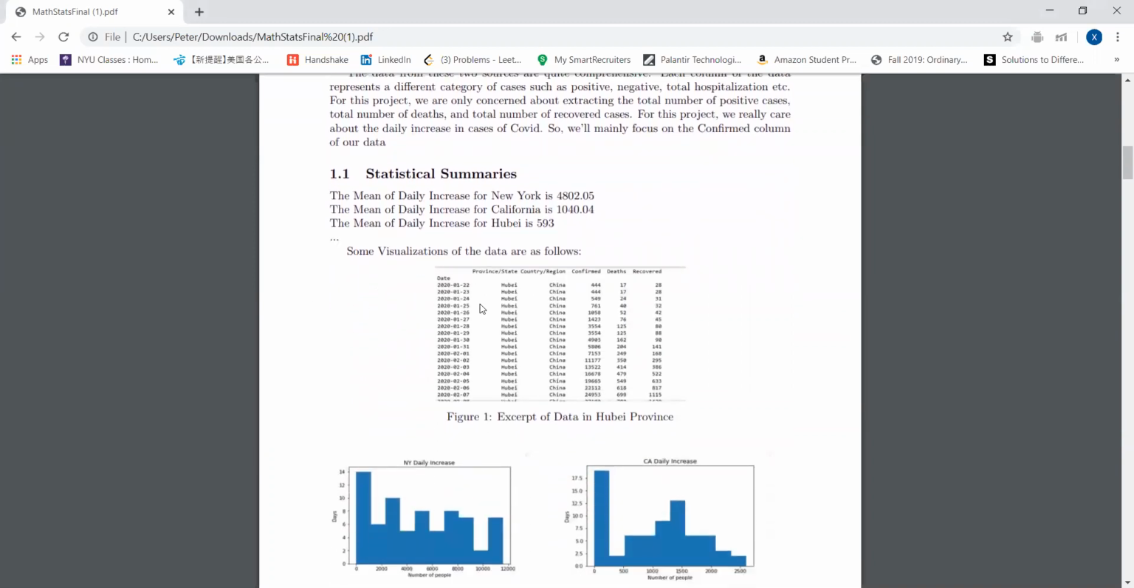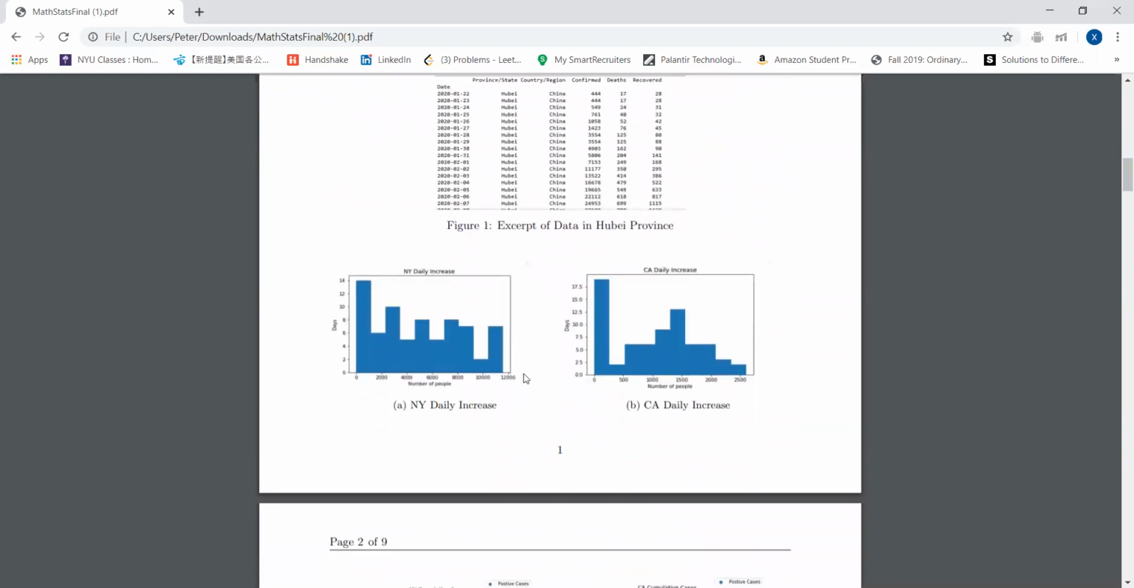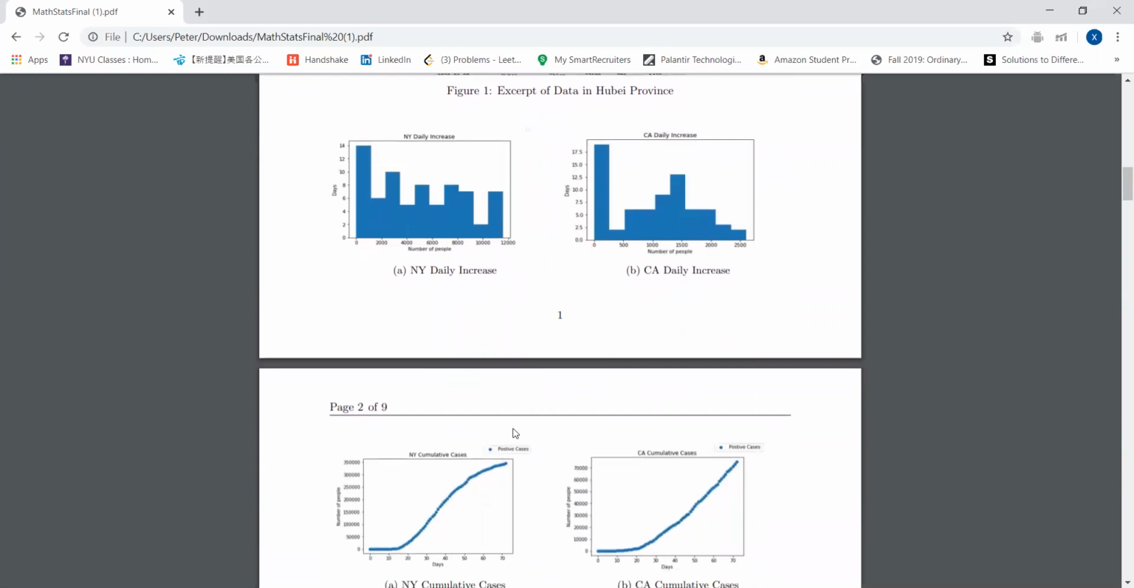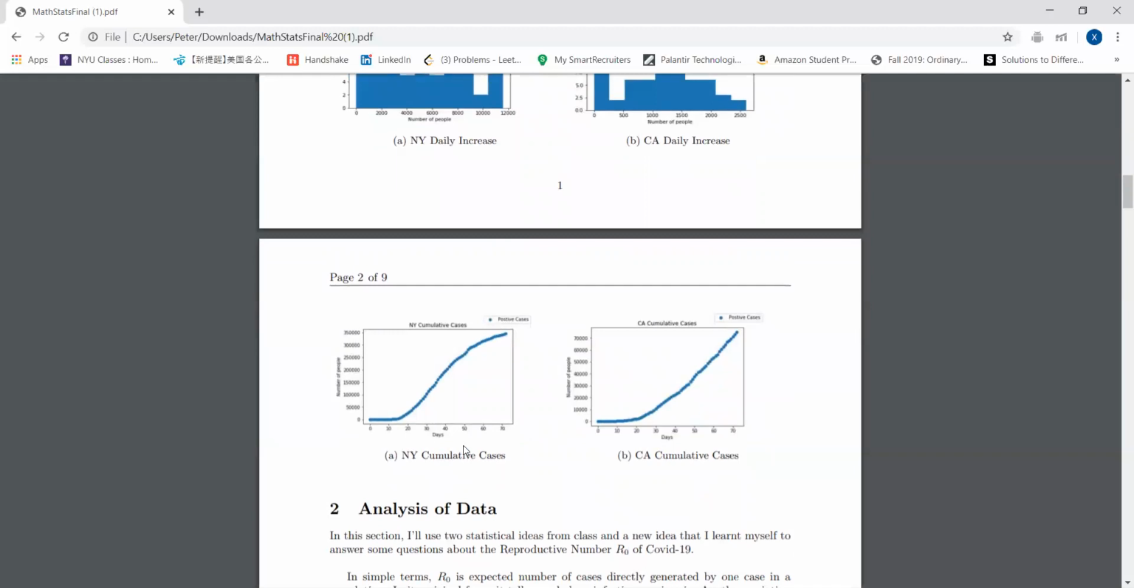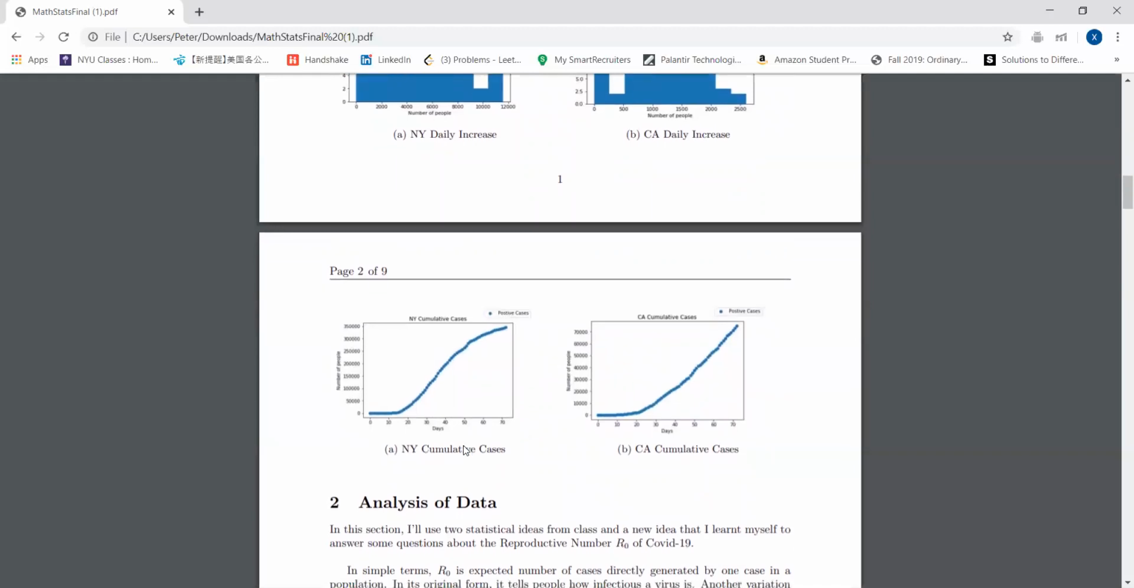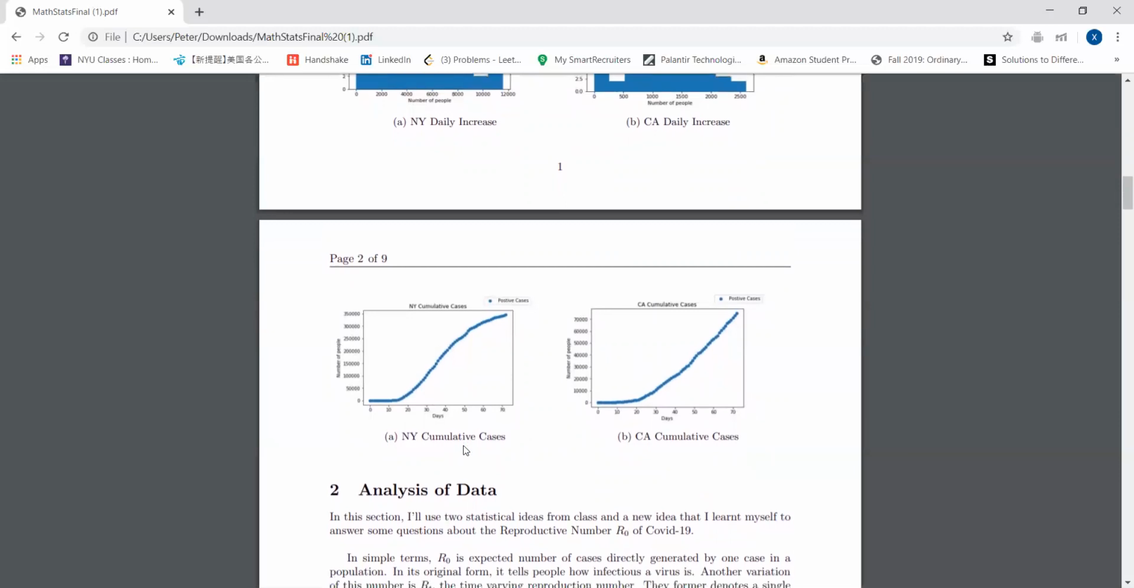You can see that the data includes several columns like province/state, country, confirmed cases, deaths, and recovered. And here are just two samples of histograms of this data. We can also plot the cumulative cases from each region. I should mention that for this project, we are only focusing on the confirmed cases column from the data. The reason behind it will be clear when we actually do the analysis.